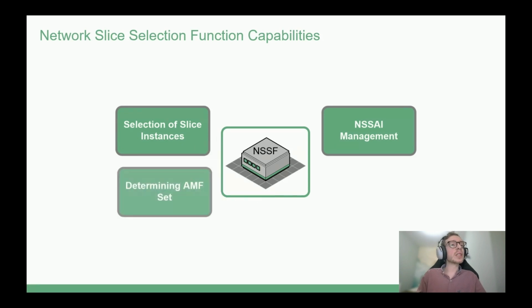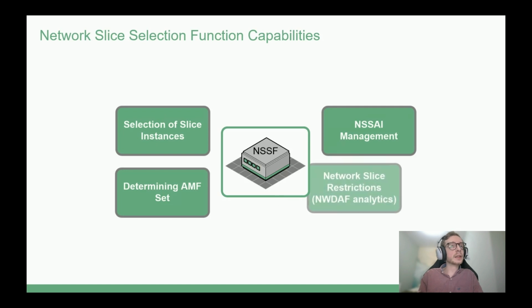We also spoke previously about determining an AMF set. So if the initial AMF which is being utilized during registration can't support all the requested network slices of that specific device, then the NSSF looks for an AMF or a set of AMFs which can support that.